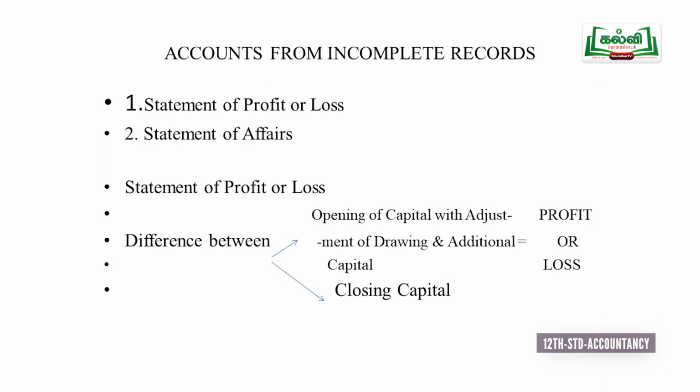Then next we pass on to what are the accounts prepared under accounts from incomplete records. Only two accounts are prepared. First one is statement of profit or loss. Next one is statement of affairs. In case of statement of profit or loss, we know the profit or loss can be ascertained from the difference between opening capital and closing capital, subject to the adjustment of drawings and additional capital. We can have profit or loss.